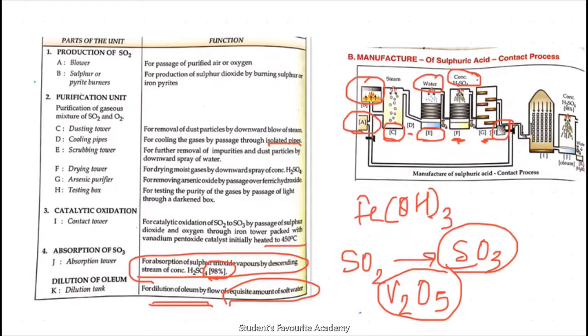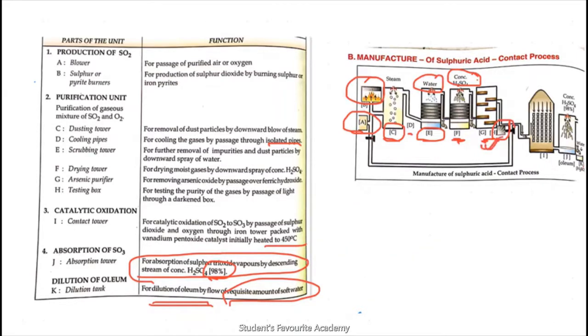And after all this process, whatever the purity is there will be checked through this testing box by passing the light. Okay, so if you are passing light, children, it is understood that you are just testing the purity, because if the light is passing thoroughly, it means the air is pure, and if it is blocking, if the intensity of light is less, then you can conclude that air is not very pure. So the purity is being checked here at the point H.